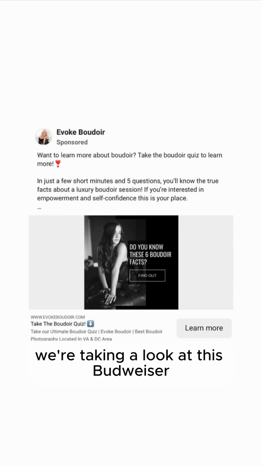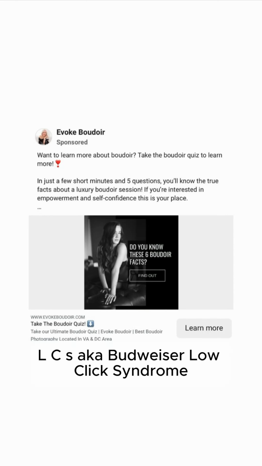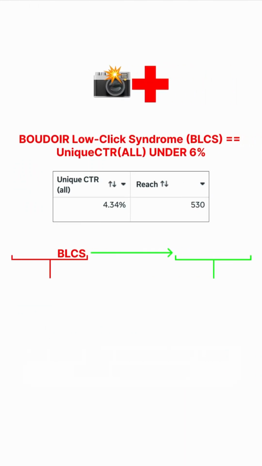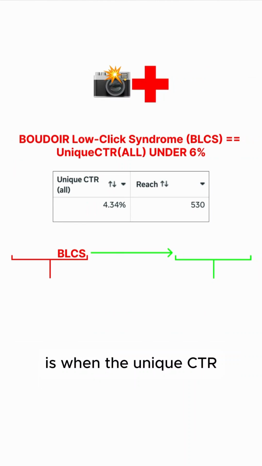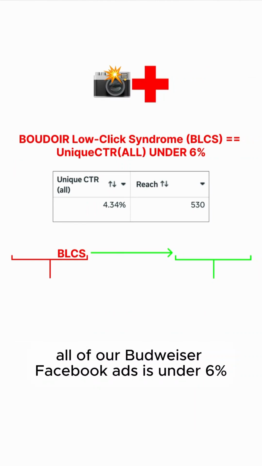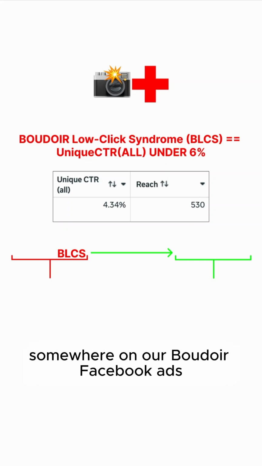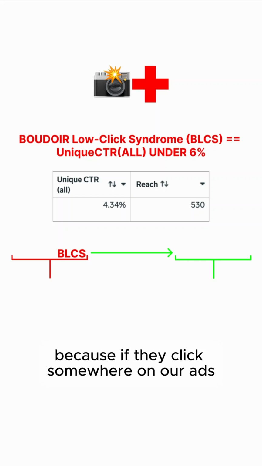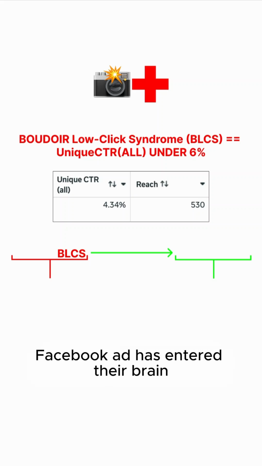All right, y'all, we're taking a look at this Boudoir Facebook ad today, seeing if it has BLCS, aka Boudoir Low Click Syndrome. So BLCS is when the unique CTR of our Boudoir Facebook ads is under 6%. This means fewer than 6 out of 100 women are clicking somewhere on our Boudoir Facebook ads. And we care about this because if they click somewhere on our ads, that means your Boudoir Facebook ad has entered their brain.